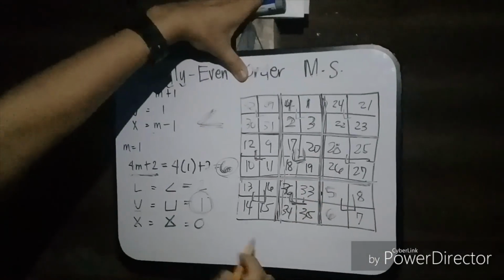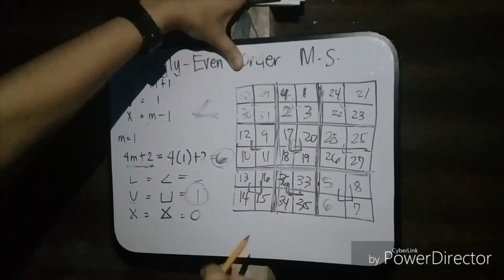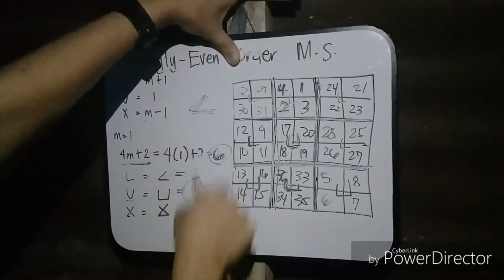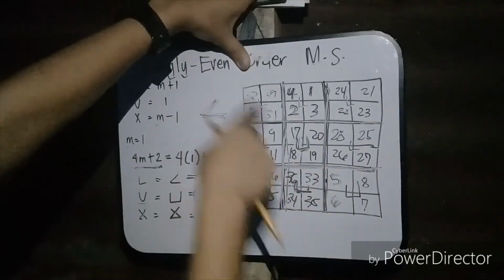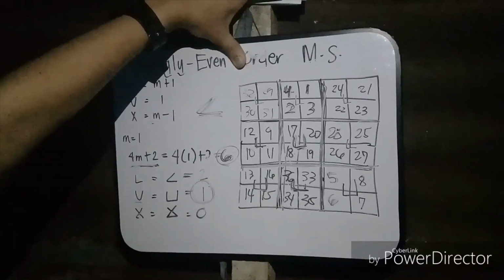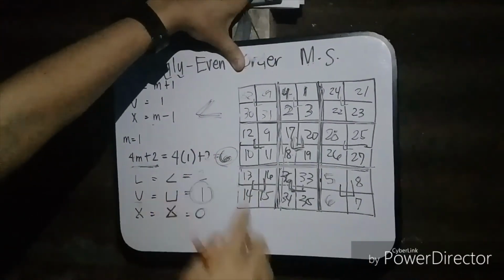To know that this is a singly even order magic square, just simply add each row, each column, and each of the two diagonals. If there exists a magic constant, then this matrix is a singly even order magic square.